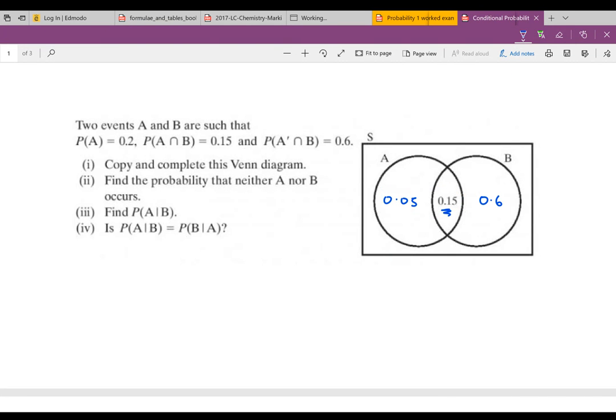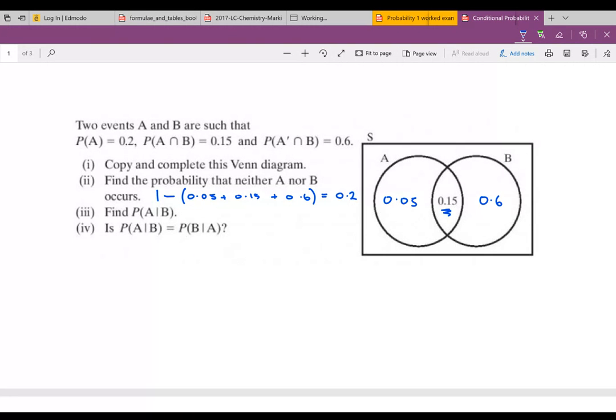Find the probability that neither A or B occurs. So if neither A or B occurs, the sample space, everything has to add up to 1. So 1 minus (0.05 plus 0.15 plus 0.6). Okay, when you do that, you should get 0.2.